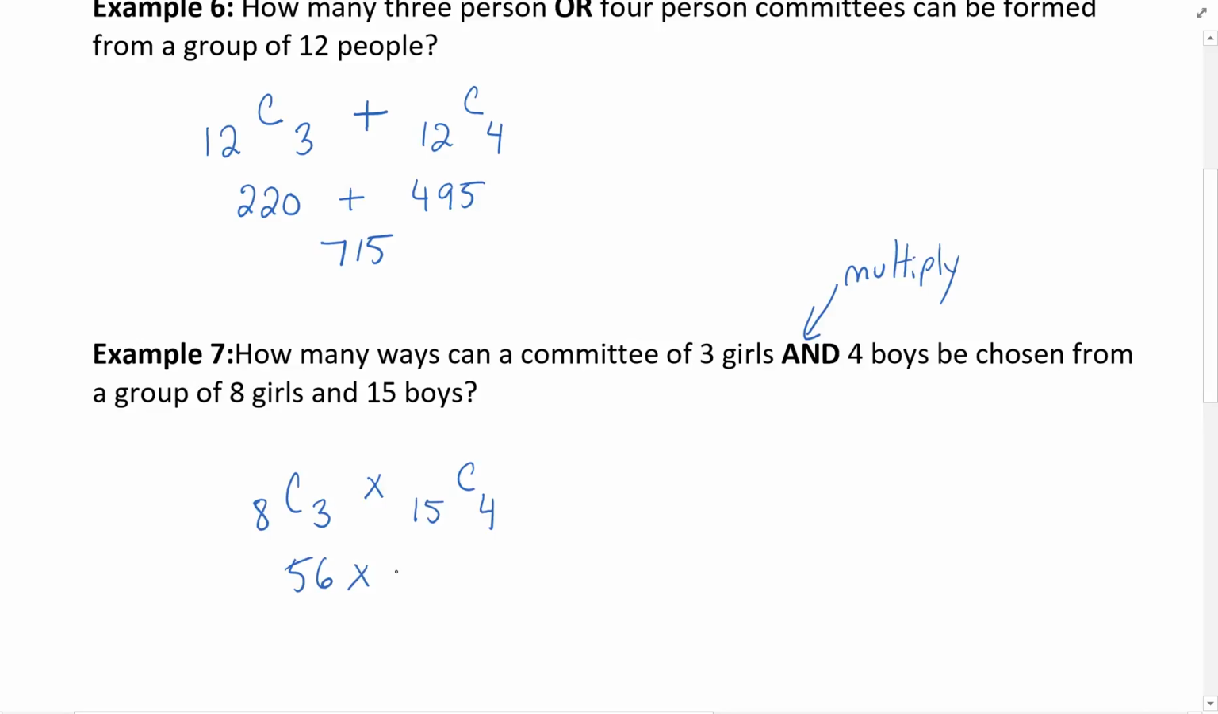Punching those values into your calculator, you should get 56 for 8C3 and 1,365 for 15C4 to give you 76,440.